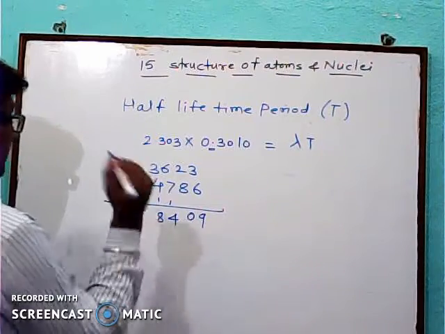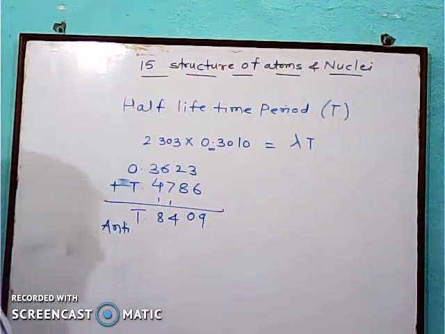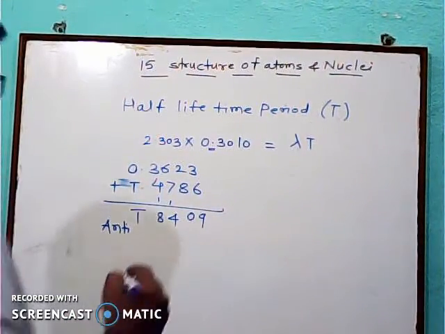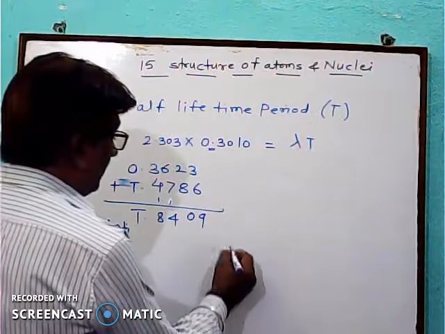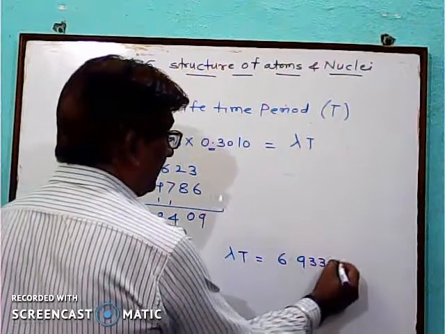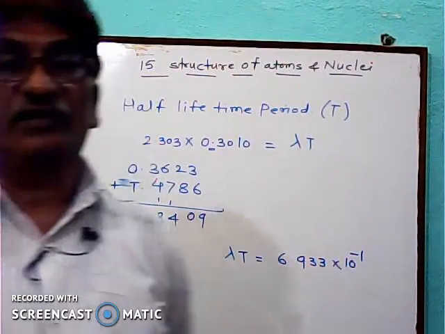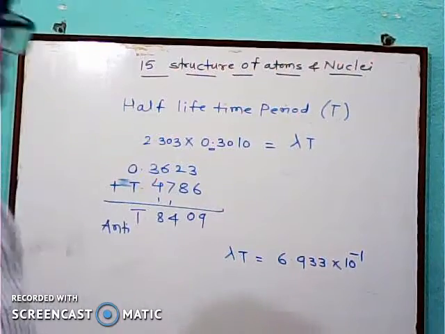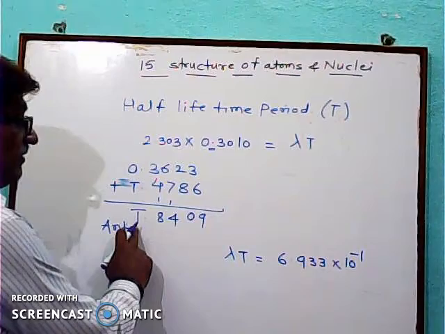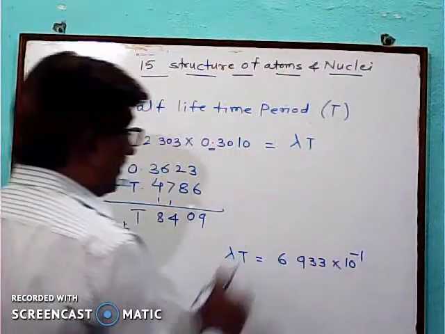And here bar 1, if we take its antilog. So antilog of 0.84 with 0, mean difference 9. So you get lambda capital T equal to 6.933 into 10 to the power minus 1. Why can we take it as 10 to the power minus 1? Because here the characteristic will be bar 1 and it can be written as 10 raised to minus 1.